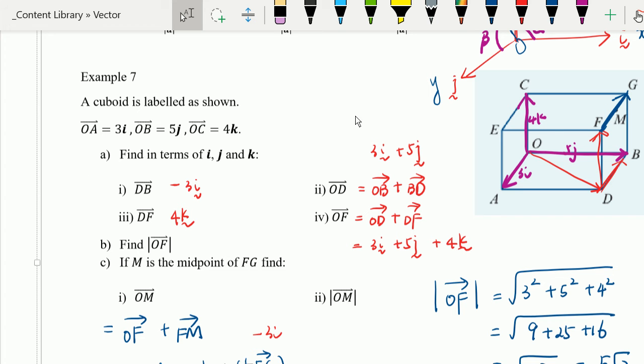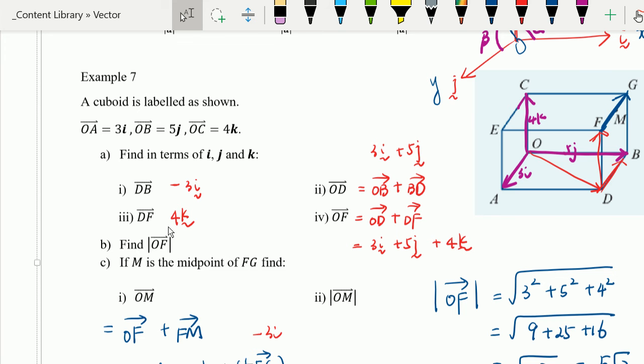M is the midpoint of FG, okay? M is here, midpoint of FG. So what's OM? OM equals OF plus FM. OF is here, we already know that.